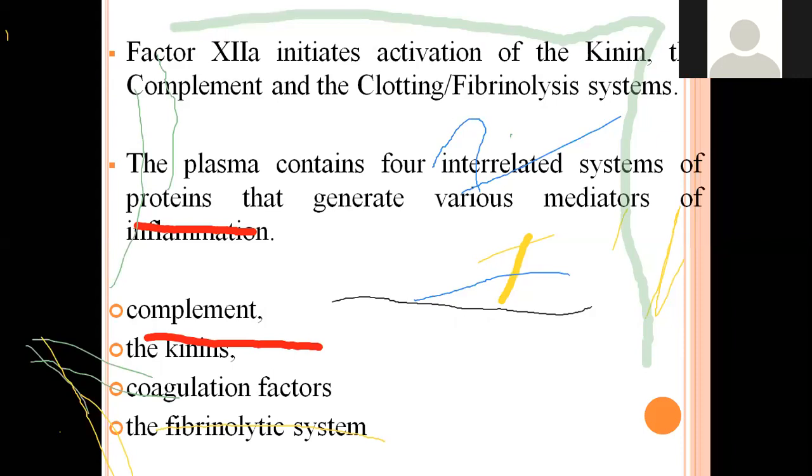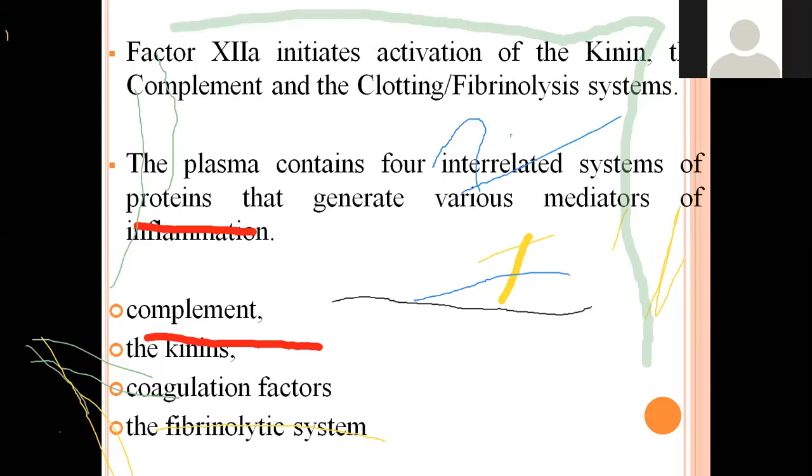The plasma contains four interrelated systems of proteins that generate various mediators of inflammation. The first one is the complement. The second one is the kinins. The third one is the coagulation factors. And the fourth one is the fibrinolytic system. So those are the plasma proteins that help in generation of mediators of inflammation.